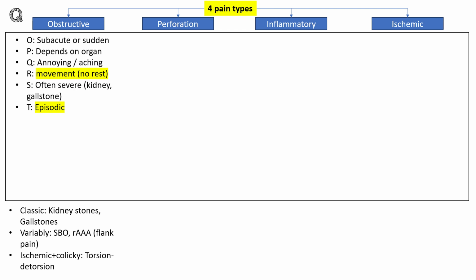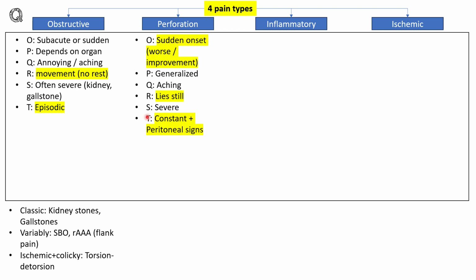And then sometimes this can also be torsion of the ovaries or the testicles, and that's usually with a kind of ischemic component to the pain. Okay, so that's the obstructive syndrome or quality of the pain, right? Then you have another kind of pain syndrome. That's the perforation pain, right?